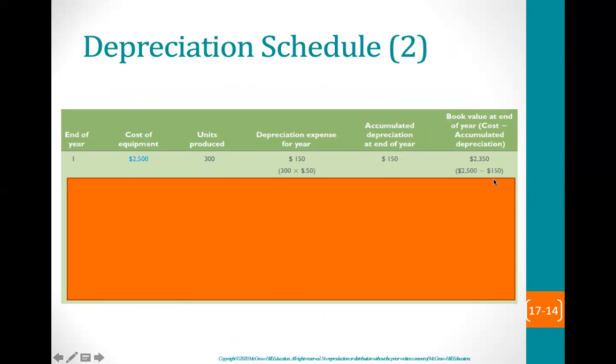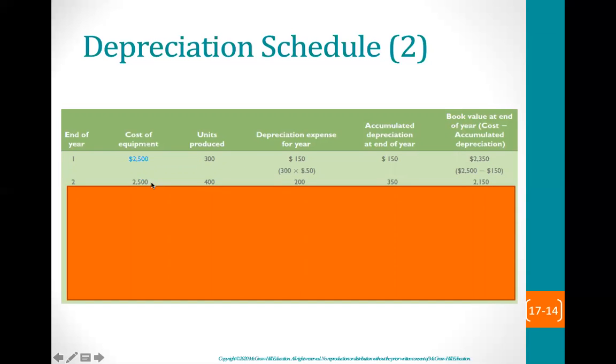So here's your depreciation schedule. Similar format as straight line. However, you have this new column for units produced. So in year 1, our cost is $2,500. We produced 300, so our depreciation expense is $150. The 300 we actually produced times the 50-cent depreciation per unit we calculated on the previous slide. Accumulated depreciation at the end of the first year is equal to depreciation expense because we have not taken any other depreciation. Therefore, our book value is equal to our cost minus accumulated depreciation, or $2,350.